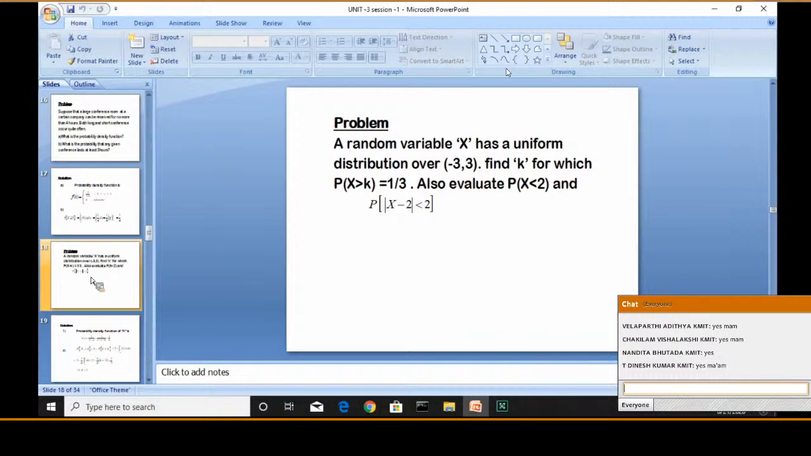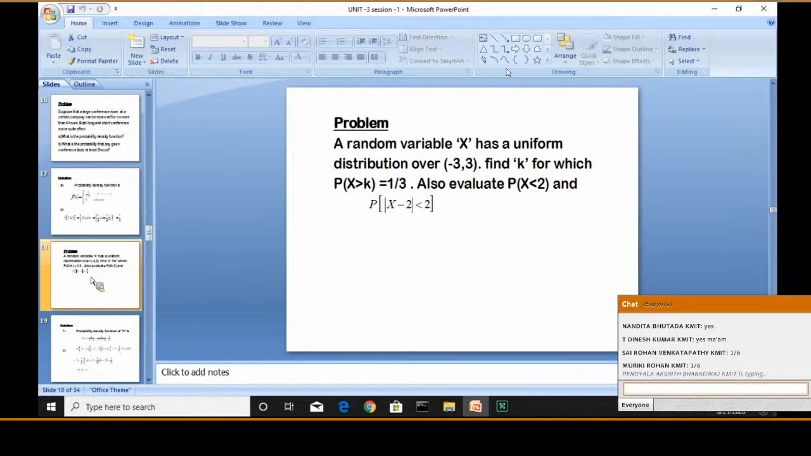A random variable x has a uniform distribution over -3 to +3. Find k. So many applications which you learned in the last 2 units. Find k, for which probability of x greater than k equals 1 by 3. Also evaluate probability of x less than 2 and probability of mod x minus 2 less than 2. Who is giving the answer first? Let me see.